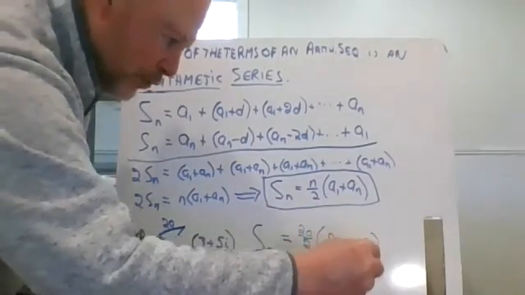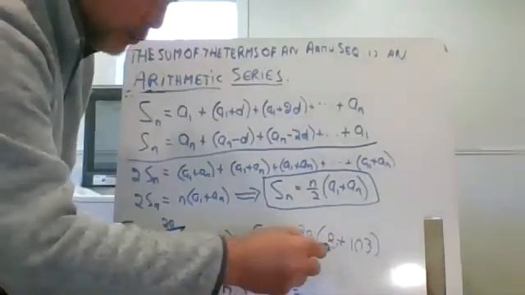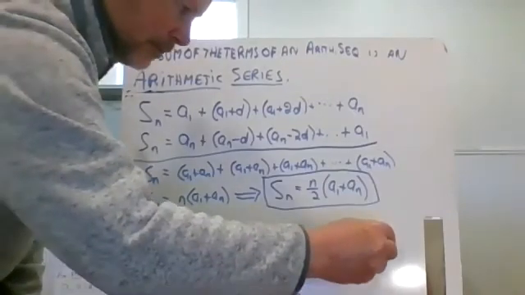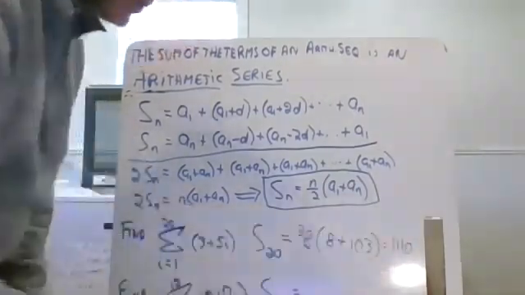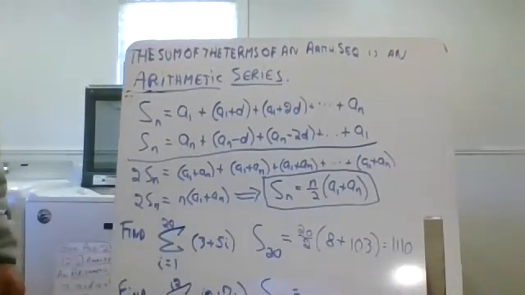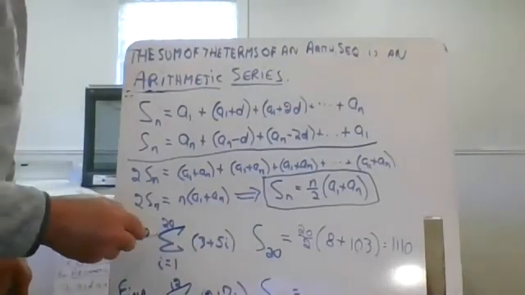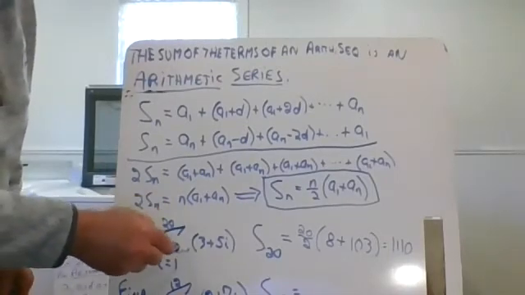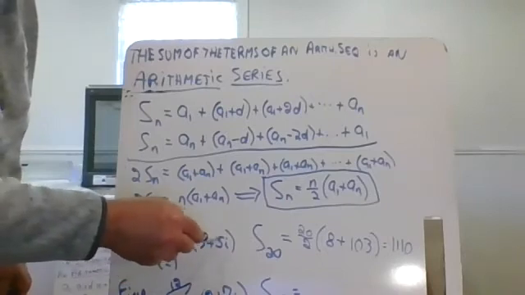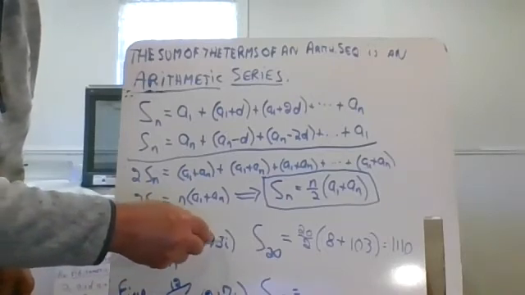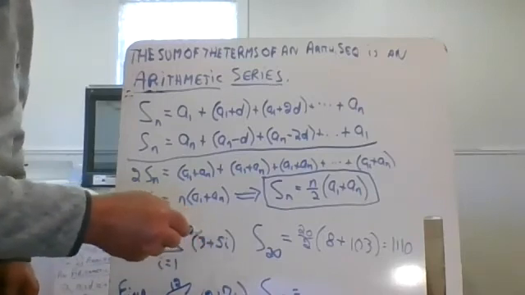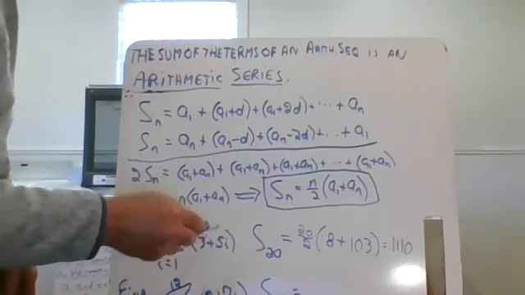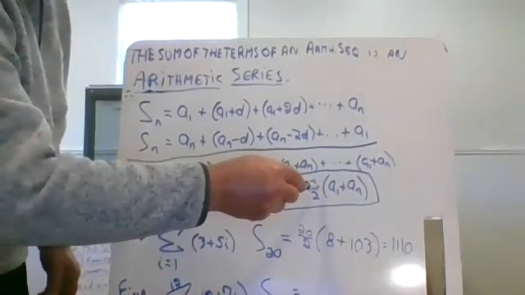$103. And so you end up with 111 times 10, which is 1110. And so in section 1, if I asked you to do this problem, you would have had to let i go from 1 to 20 and produce every number and then add them all up. But now that we know this is an arithmetic series, you just plug it into this formula.